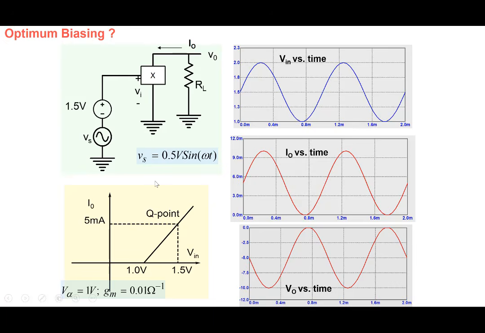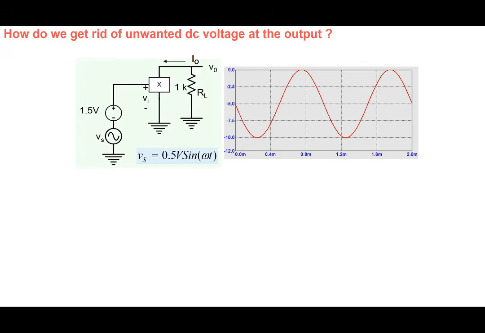But if we ignore those particular considerations, then we can see that 1.5 volt would be an optimum biasing point. 1.8 volt was unnecessary, and 1.2 volt was too low. The other point is, note that we apply 1.5 volt and we apply a signal, and we're getting a current here, and the current has a DC part and a sinusoidal part.